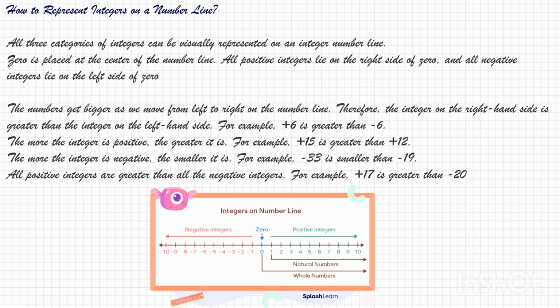For example, +6 is greater than -6. The more the integer is positive, the greater it is. For example, +15 is greater than +12. The more the integer is negative, the smaller it is. For example, -33 is smaller than -19. All positive integers are greater than all the negative integers. For example, +17 is greater than -20.